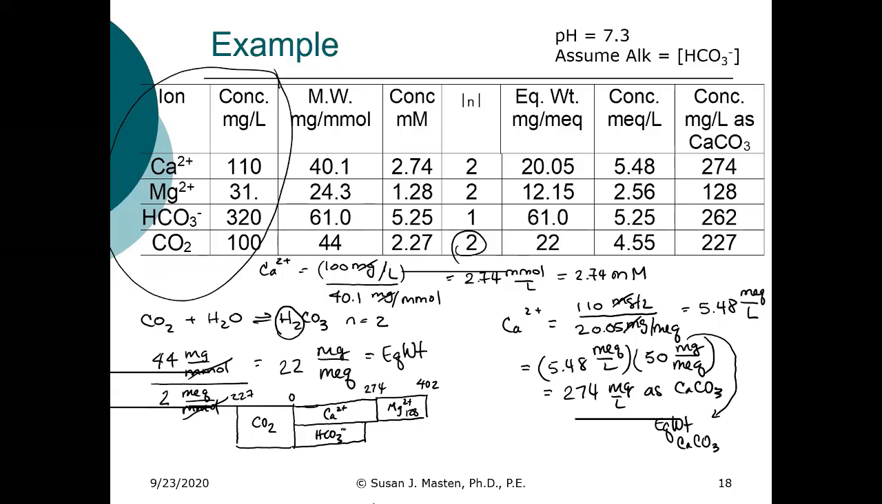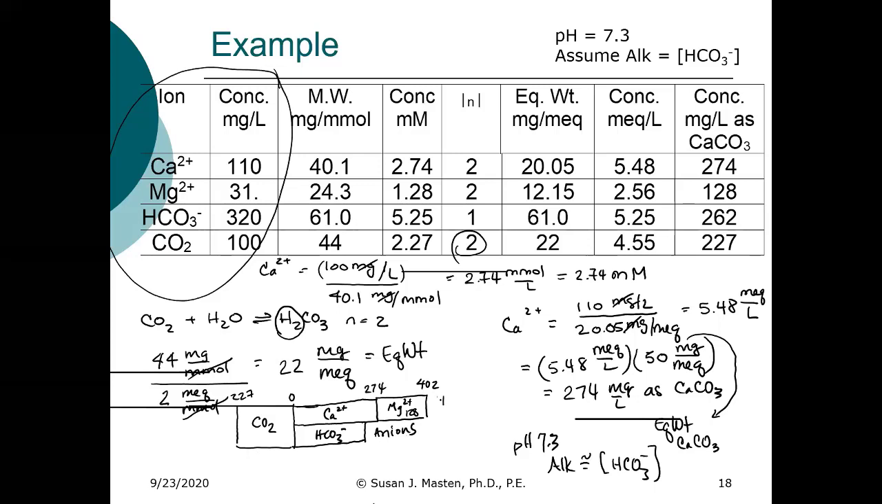And the reason I can say that is because we said the pH was 7.3, and at a pH between 6 and 8, I can say that my alkalinity is approximately equal to my bicarbonate concentration. So I have my bicarbonate. All of the other ions here, we have to have other anions. So there are other anions that make up the charge balance.